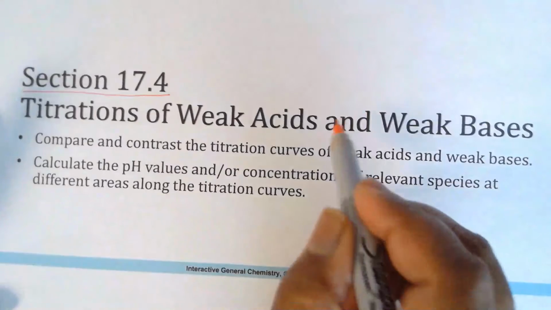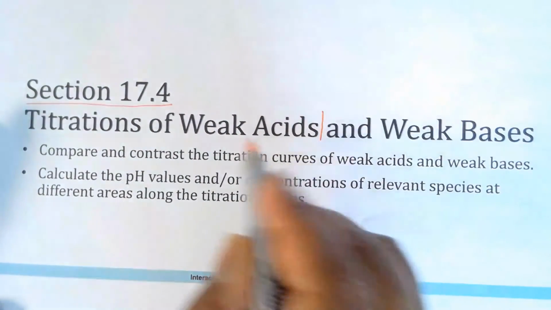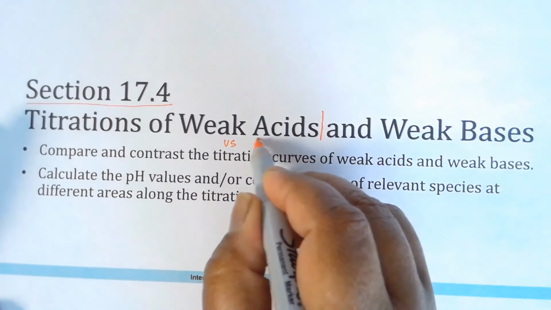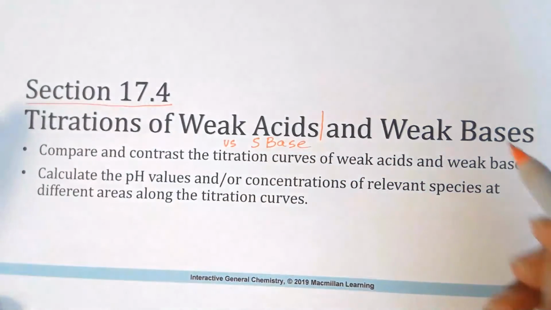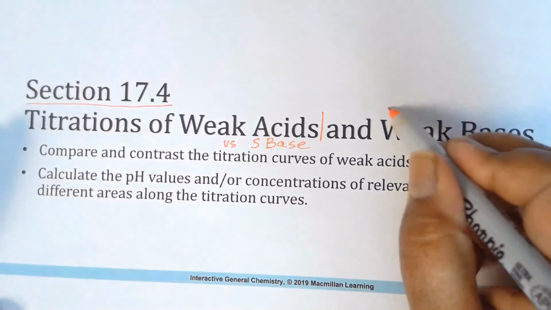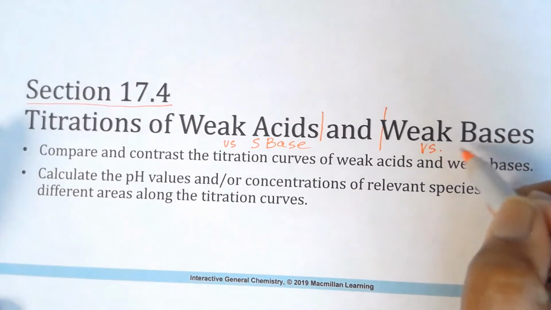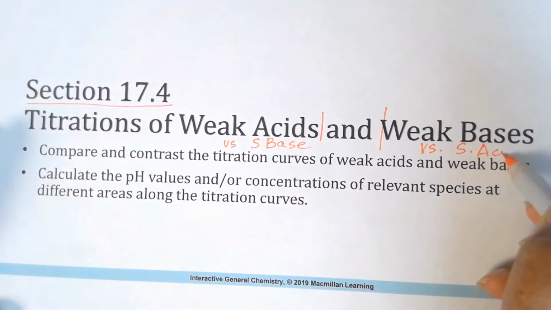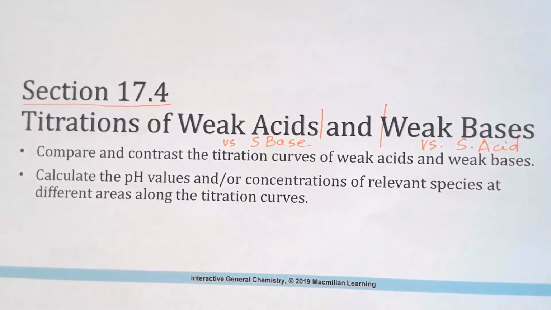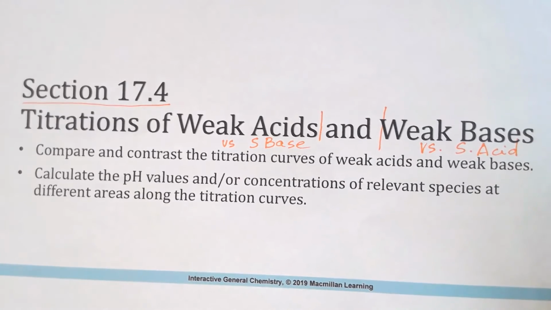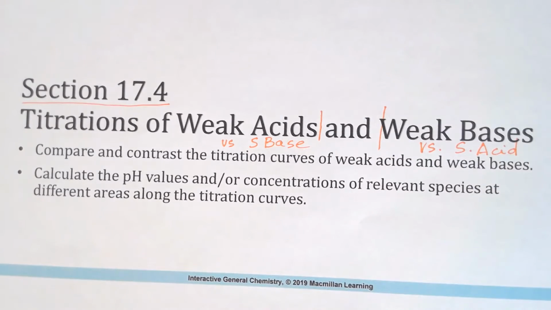So first we are going to look at a weak acid versus a strong base, and then a weak base titration versus a strong acid. So these are 2 different types of titration. They're similar because you have a weak acid in one case and a weak base in another case, but there will be differences in how you calculate the pH.